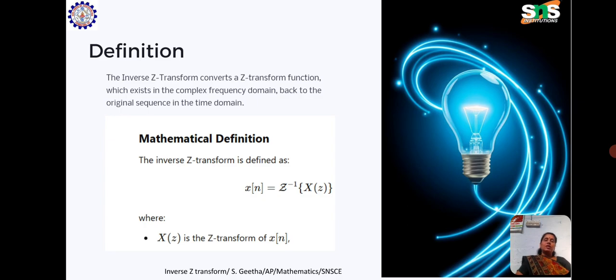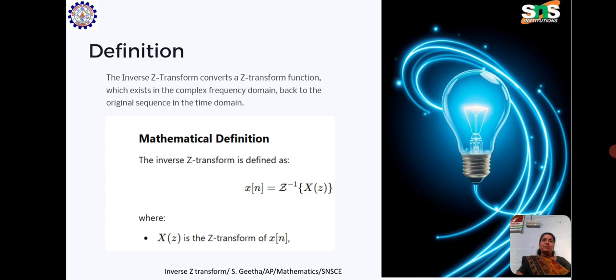Definition. The inverse Z transform converts a Z transform function, which is in the complex frequency domain, back to the original sequence in the time domain. That means inverse Z transform converts the frequency domain into the time domain.